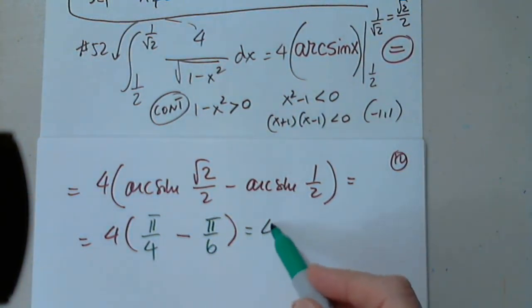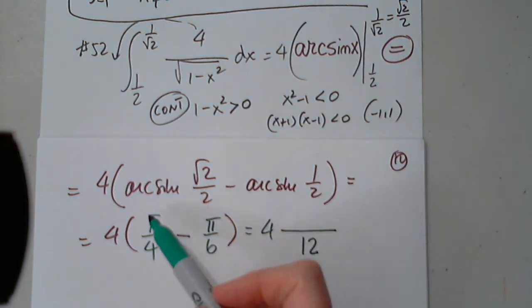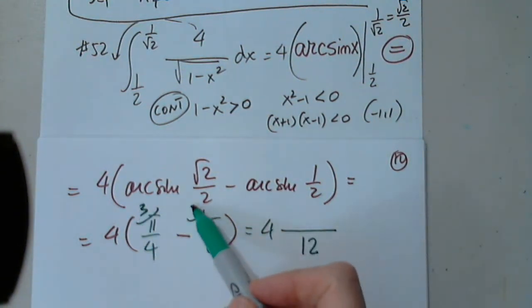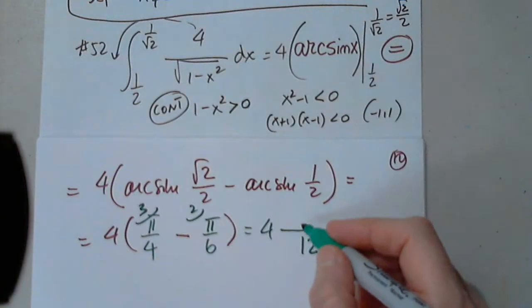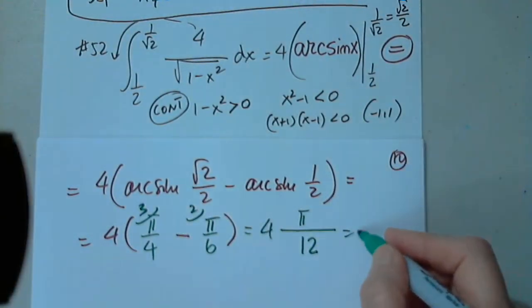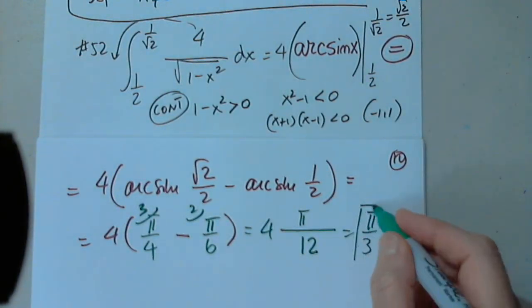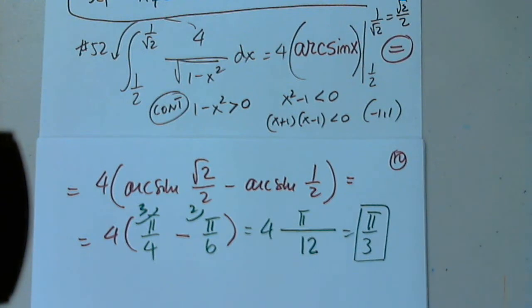So the least common denominator is 12. This one needs a 3 and this one needs a 2. 3 pi minus 2 pi is pi. I'll simplify and I get pi over 3. That's how we use FTC to determine definite integrals.